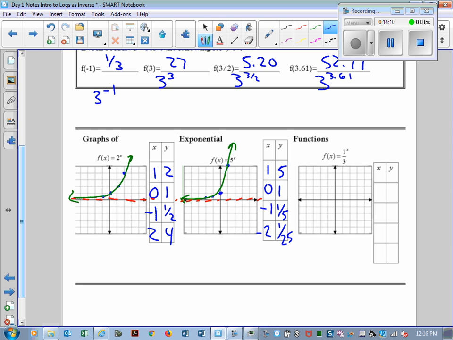Next one. Well, we know we want 1 and we know we have 0. Anything to the 0 power is 1. Anything to the first power is itself.